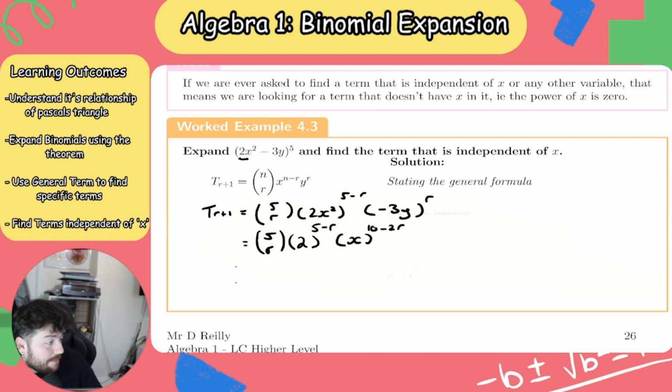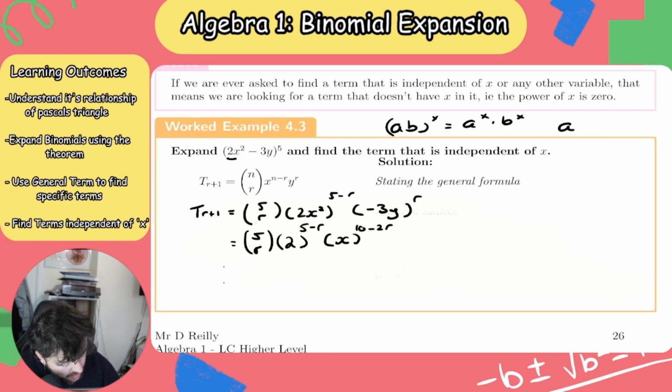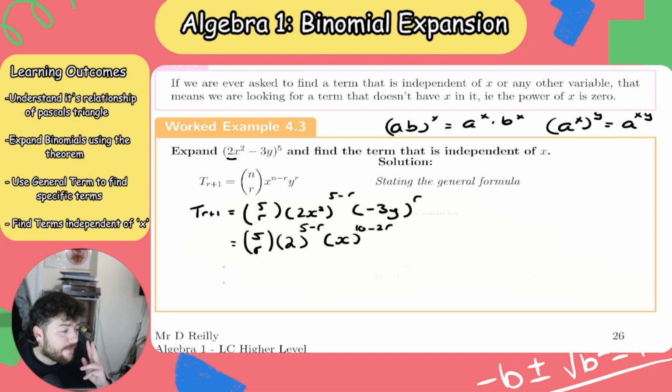Again, if this looks absolutely alien to you, you need to go over your indices rules, because I've used the rule here, ab to the power of x is equal to a to the power of x times b to the power of x. I used that indices rule there. I've also used the indices rule, a to the power of x to the power of y is equal to a to the power of xy. So if I have a power to a power, I multiply. If I have a product to a power, I can split the products and put the power on each term. And then I have minus 3y to the power of r.